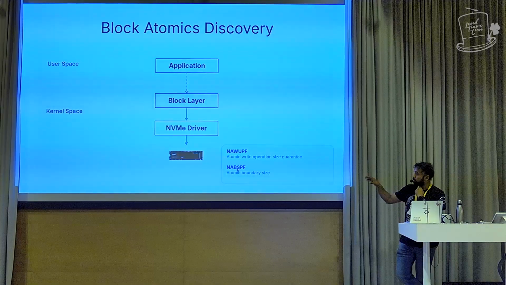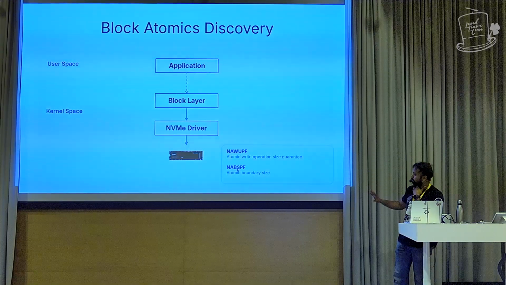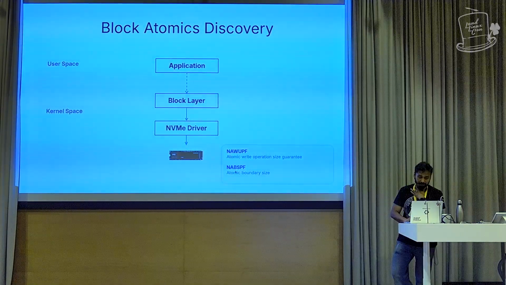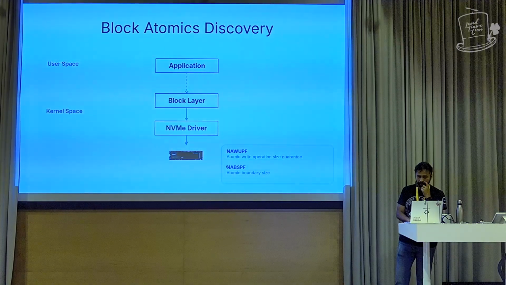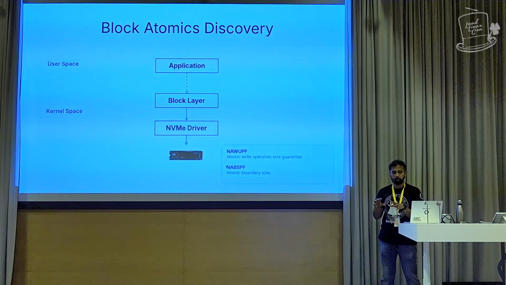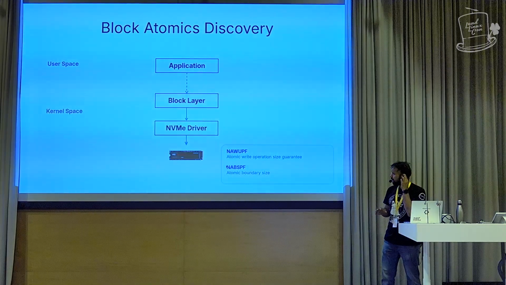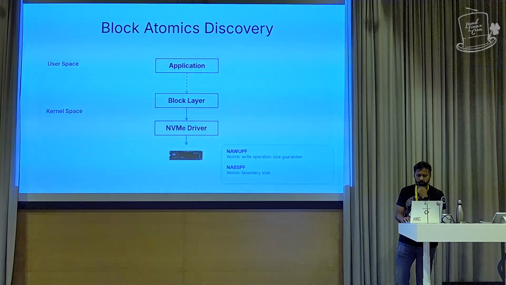I think it's something with B is boundary. I don't know. So yeah, boundary size power fail. Yeah, A is atomic, N is namespace, B is boundary. I don't know what S is, but maybe size, boundary size. Yeah. So you have NAWUPF and NABSPF. There are a lot more parameters, but at least the kernel NVMe driver right now really cares about these two things. And there are some features that we don't support because it doesn't make sense to do it in the kernel, which I'm not going to talk about.